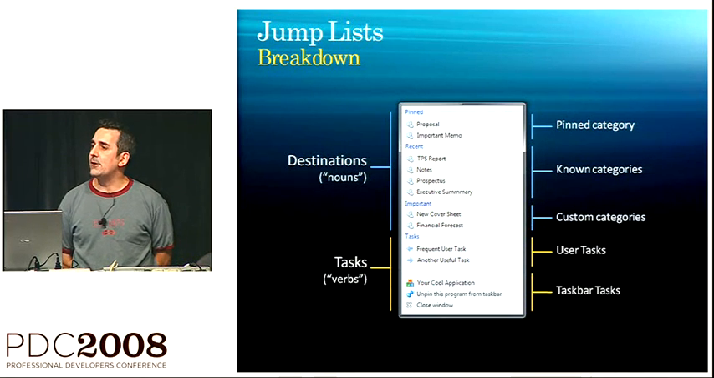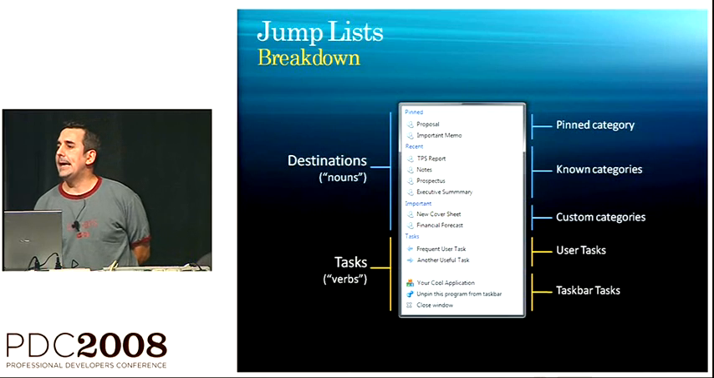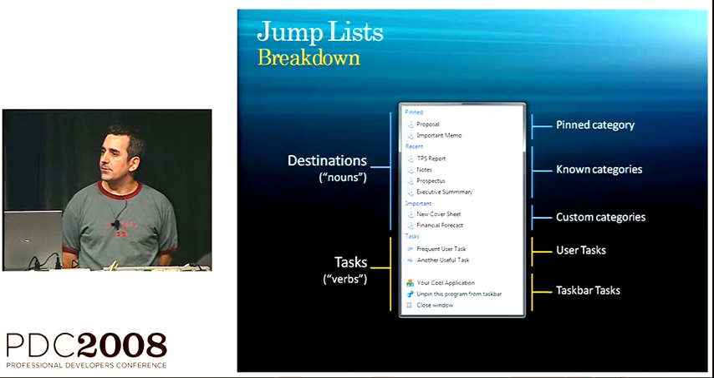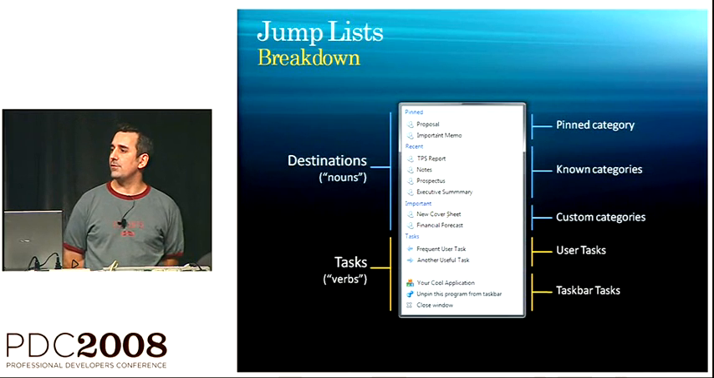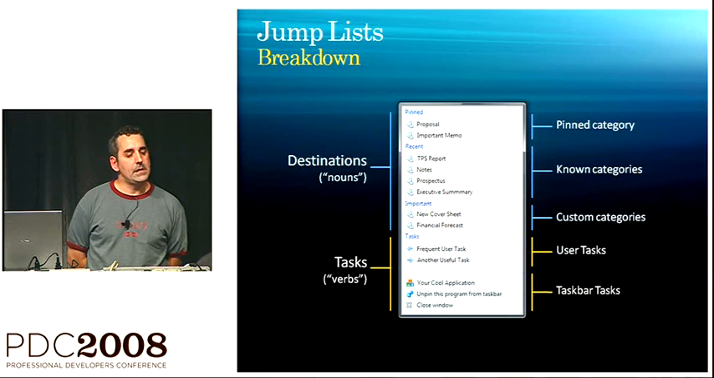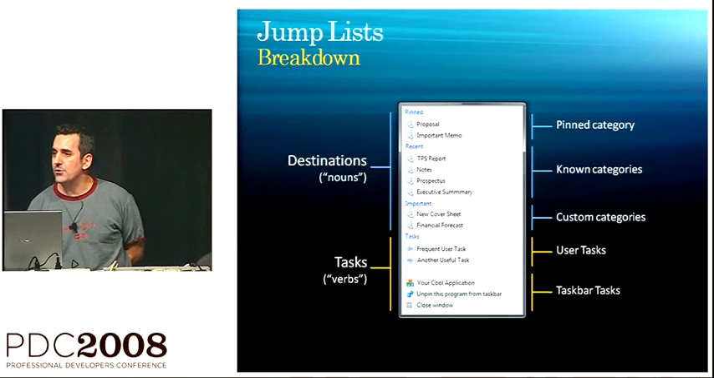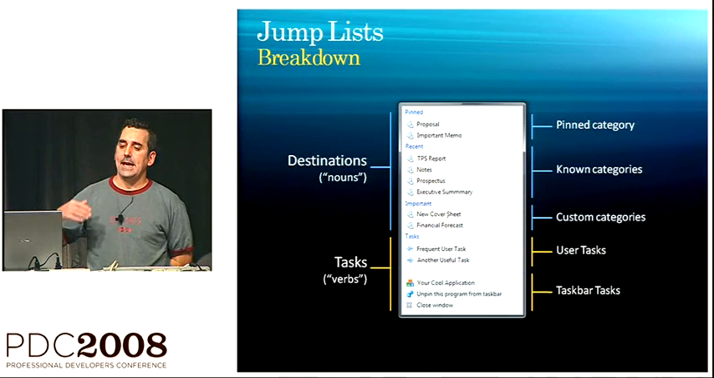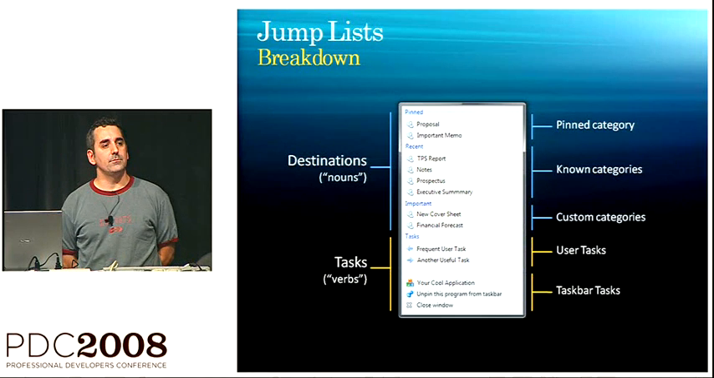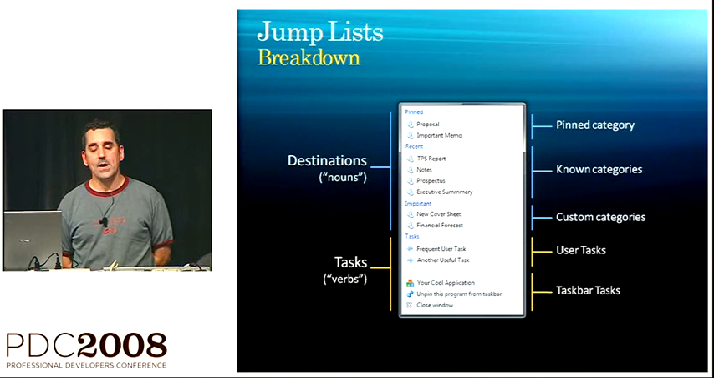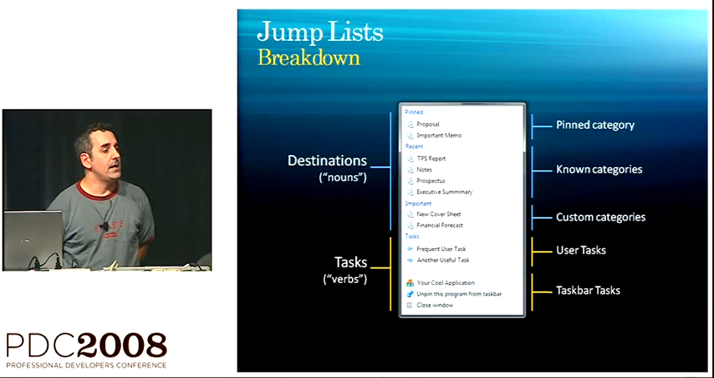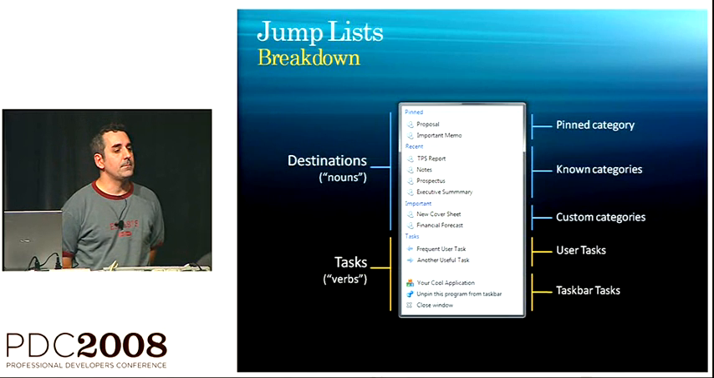Above that, we have custom categories. These are categories of destinations that you, the application, provide. So, for example, if you think that history or some other form of categorizing your destinations makes sense for an end user in a particular way, you can just go ahead and expose that in the jump list.